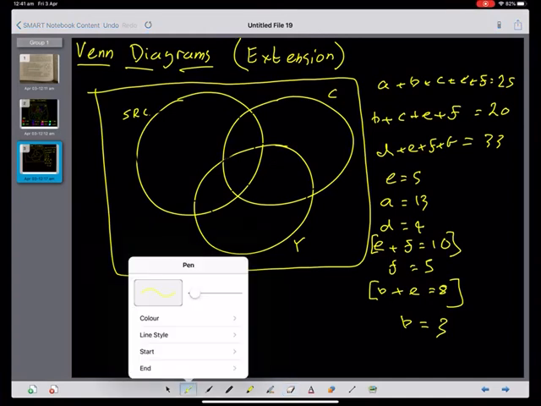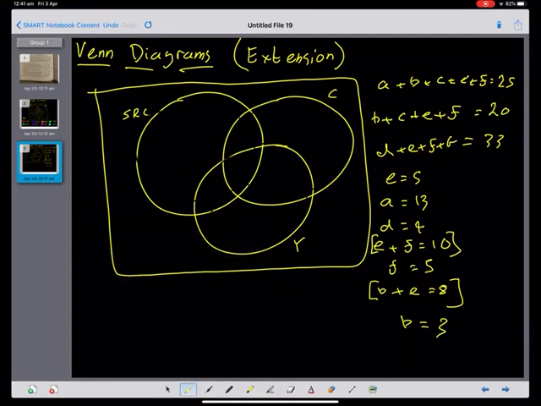Okay, so we've got E is equal to 5. E is in the middle, so we have that is equal to 5. We've done that, we've got A is equal to 13. A is here, 13. We've got D is equal to 4. D is down here. We have F is equal to 5. We've got 5 here. And we've got B is equal to 3.